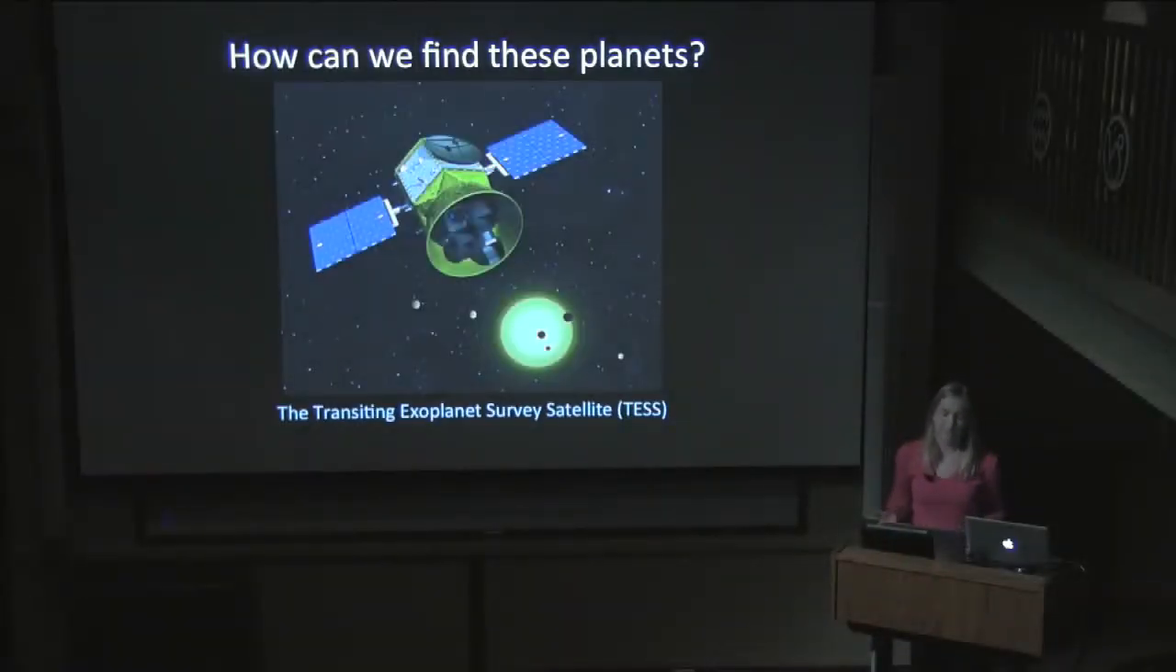That mission exists. It's called the Transiting Exoplanet Survey Satellite. This mission is managed by Harvard and MIT and will be launched in 2017. The goal of the TESS mission is to try to find planets that we can subsequently characterize.